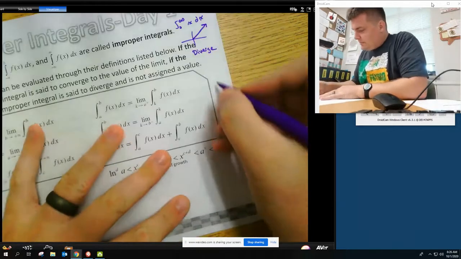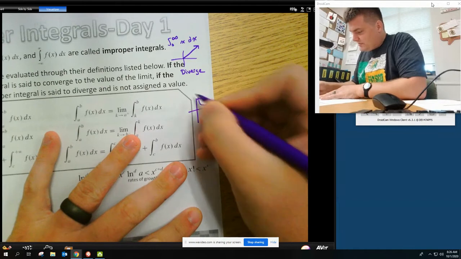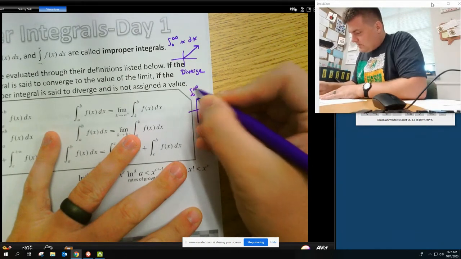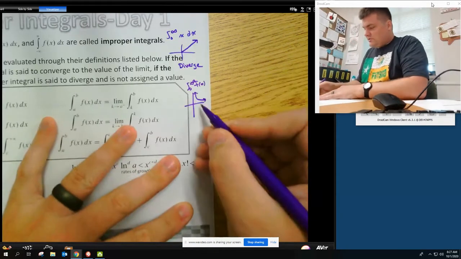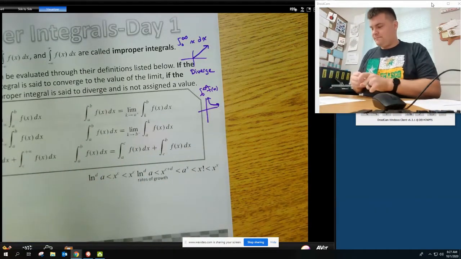Whereas if we get an example, and this will kind of talk about number one, where it starts to decrease like this from 0 to infinity of this function, well, it's decreasing enough, and it's eventually going to converge.